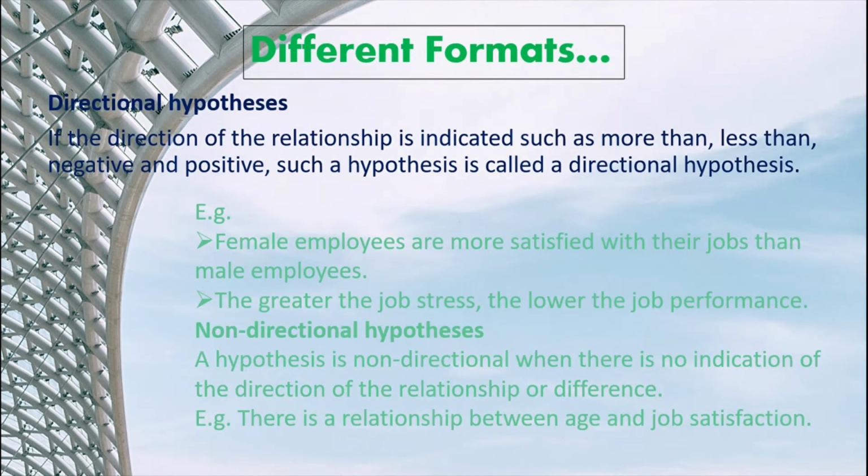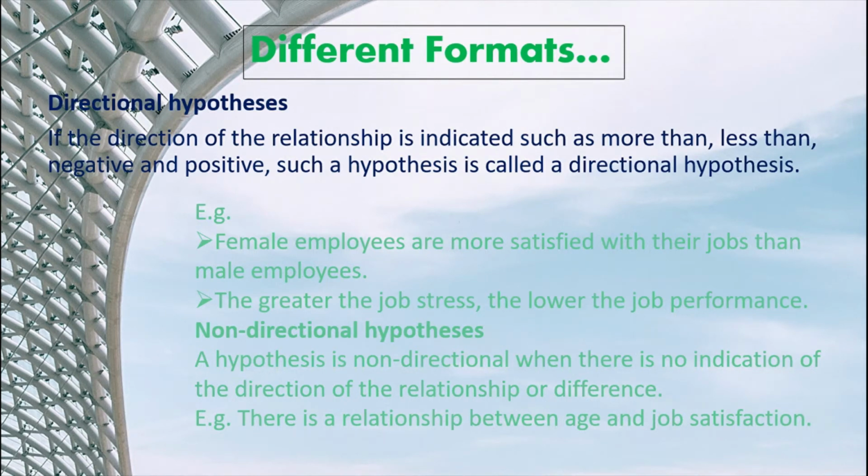Different formats. Directional hypotheses. If the direction of the relationship is indicated such as more than, less than, negative, and positive, such a hypothesis is called a directional hypothesis. Example, female employees are more satisfied with their jobs than male employees. The greater the job stress, the lower the job performance.